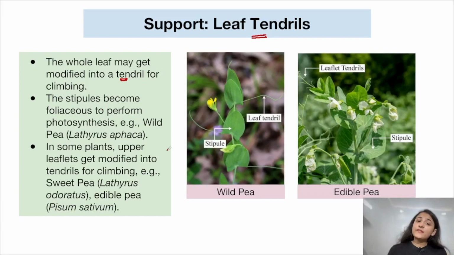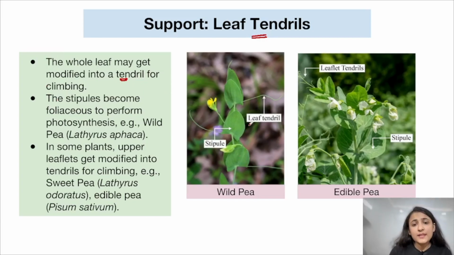So leaves can also form these thread-like coil structures. What is the purpose of these coil structures? They help the plant to climb distances upwards, or they can help the plant to bind or coil around a support. These tendrils will coil around a support and help the plant to climb, making light available to the plant, helping the plant to occupy more space, expand itself. So the whole leaf can also get modified into a tendril for climbing.